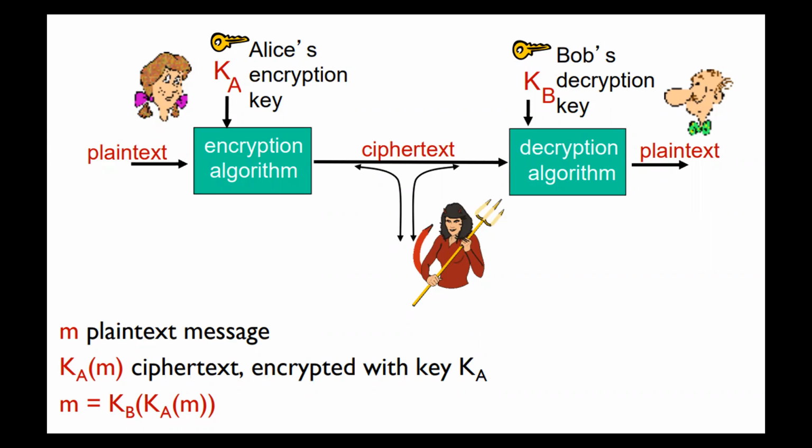On the bottom here, we have a bit of math just to show how it can be done. M is the plain text. KA signifies Alice's key, but this is technically a shared key, so KA and KB are the same. KA of M is the ciphertext. And the way we get M back is by canceling out Bob's and Alice's key from the message.